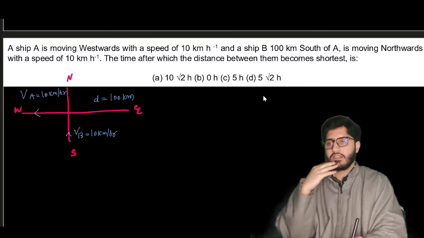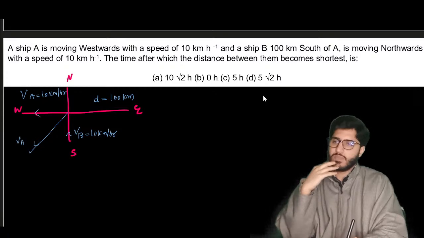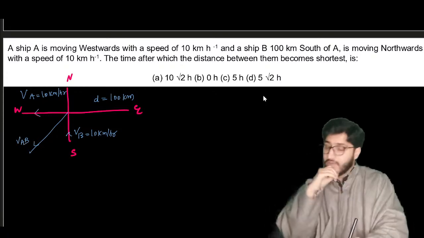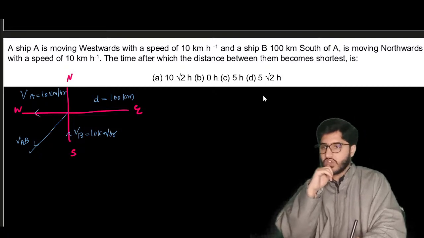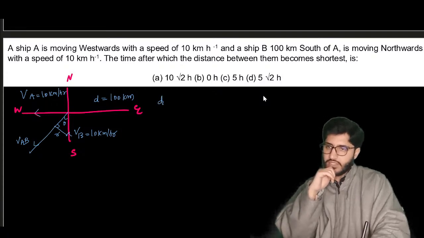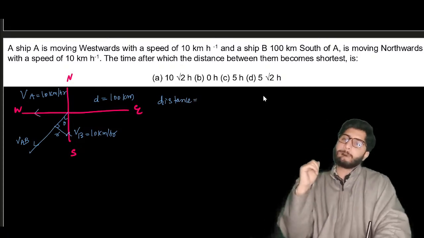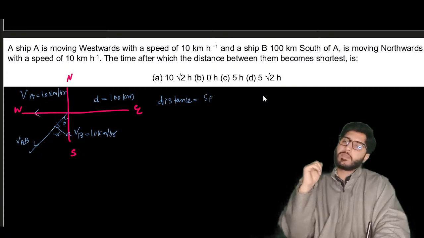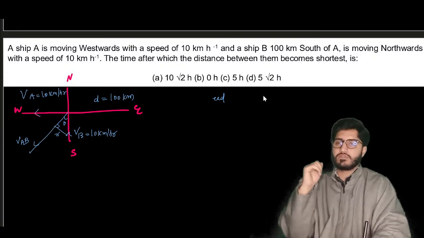VA, VB. Clear? So this is relative motion. This would be VAB, and this would be the shortest distance, let us suppose R. This is angle theta. Done. So distance equals speed times time. First of all, I will solve it, then we can do it.